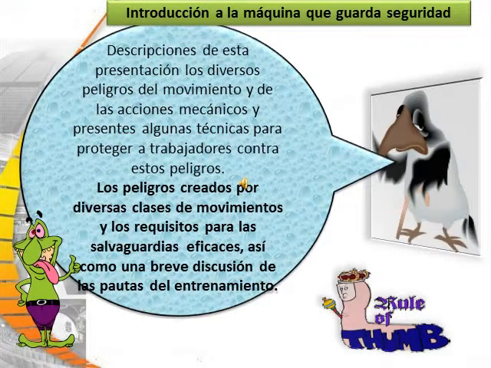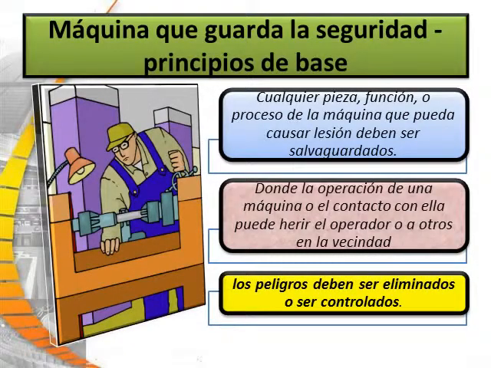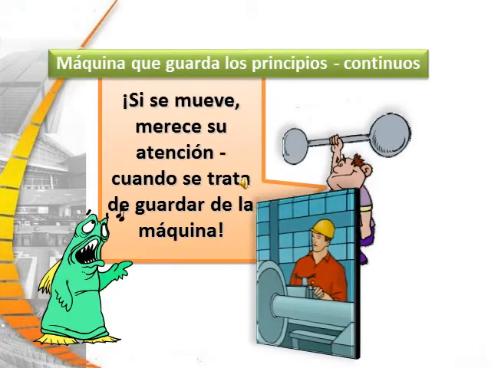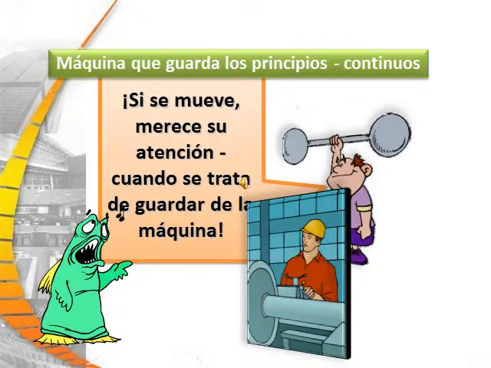This presentation will present an overview of various hazards of mechanical motion and different types of requirements that are effective for safeguards, and a brief discussion of training guidelines. The basic rule of machine guarding is if it moves, it merits your attention and should be guarded.